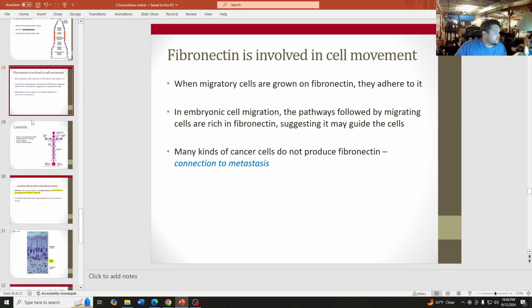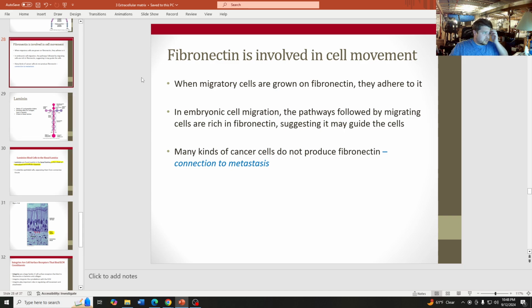Fibronectin is also involved in cell movement. So when migratory cells are grown on fibronectin, they adhere to it. In embryonic cell migration, the pathways followed by migrating cells are rich in fibronectin, suggesting it may guide the cells. And also many kinds of cancer cells do not produce fibronectin. So because they don't have that fibronectin, they can't move properly and anchor properly, so that kind of connects into metastasis.